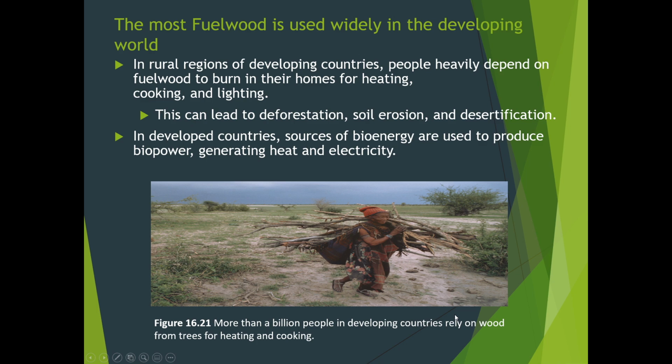So most fuel wood is used widely in the developing world. The rural areas in developing countries are definitely burning wood for their major usages. Okay, that's their main biofuel. But developing countries still source bioenergy, producing biopower to generate heat and electricity. So we're still using wood as well here in the developing world, but this is the primary use. And over 1 billion people in the developing countries rely on wood from trees for heating.